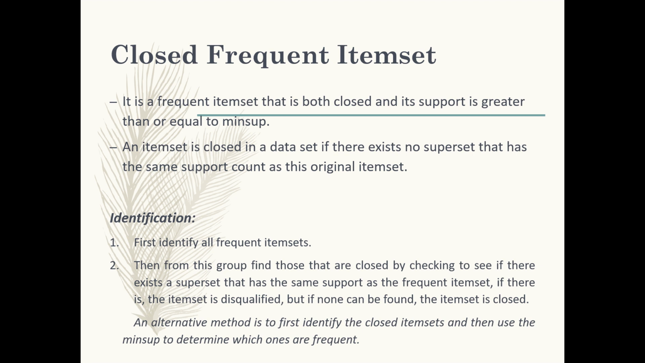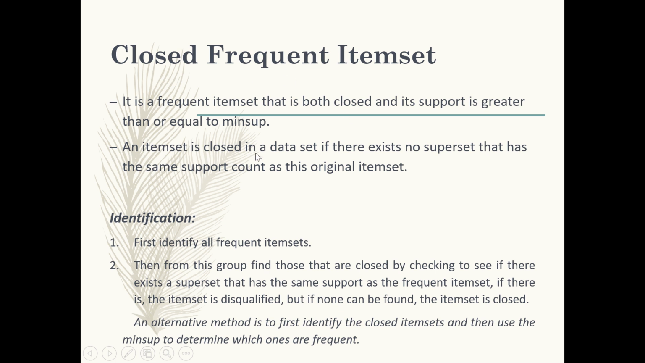Then another very important term: when is a frequent item set called a closed item set? Sometimes a frequent item set is called closed. Again, that is simple. It is a frequent item set, no doubt, that is closed and its support is greater than or equal to min sup. So it has to be frequent, meaning support is greater than or equal to min sup, and it has to be closed. Now when do we call it closed?